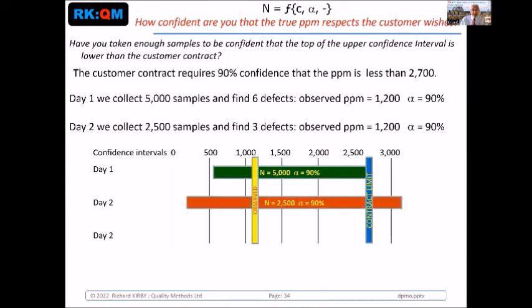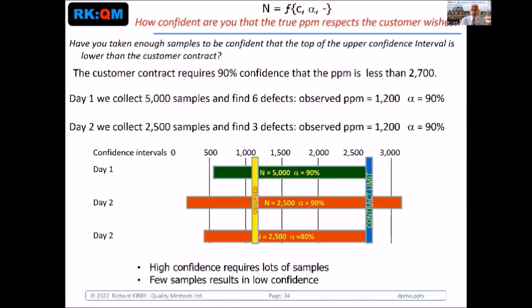Day two, we only collect 2,500 samples and find 3 defects. The observed ppm is the same, 1,200, but now the upper limit is outside the customer contract, with a range from 327 to 3,100. In fact, we only have 80% confidence that the true ppm is less than the contract requirement of less than 2,700. So we learn, high confidence requires lots of samples. If you only have a few samples, you'll probably have low confidence in the results.